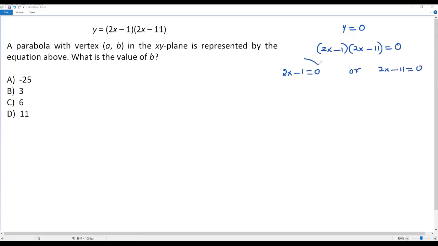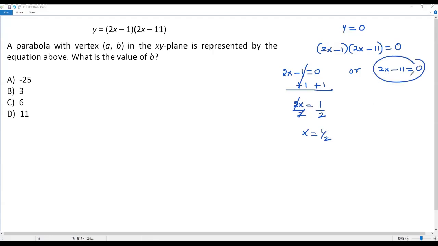Now let's solve for x in these two equations. To solve for x in this equation, first I add 1 to both sides. When I do so, this negative 1 and positive 1 will cancel out. I'm getting 2x equals 1. Then I divide both sides by 2. Then this 2 will cancel. I'm getting x equals 1/2.